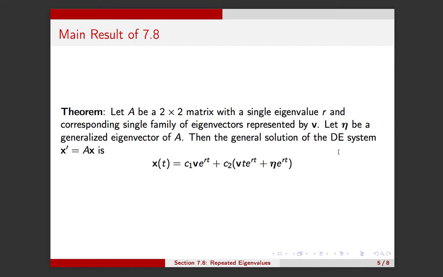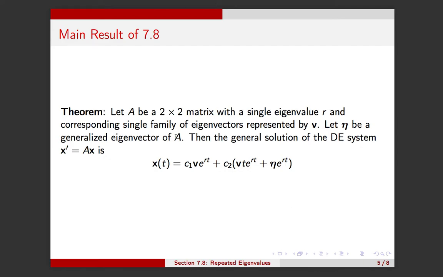So let's let A be a 2x2 matrix with a single eigenvalue R and corresponding single family of eigenvectors represented by V. Notice this theorem only handles a 2x2 case. Okay, so that's not an accident. But anyway, I'm going to let eta be a generalized eigenvector of A. So here's where I die a little bit inside. I would like to explain more about what this is, but for now, we will just have to take it as a black box because we're paring back material since we're not in class.